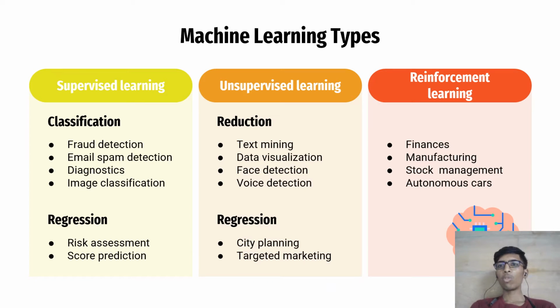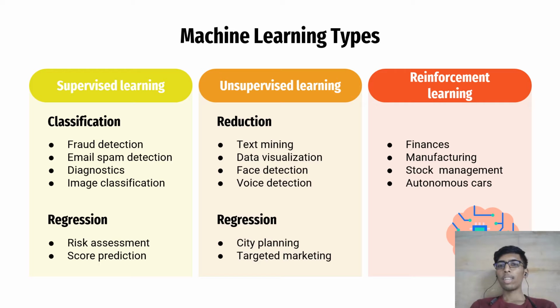Next, we will move to machine learning types. There are three types of machine learning: supervised learning, unsupervised learning, and reinforcement learning. First, supervised learning. Learning is classified based upon its uses. First are fraud detection, image spam detection, diagnostics, and image classification. Its regressive use is in risk assessment and score prediction.